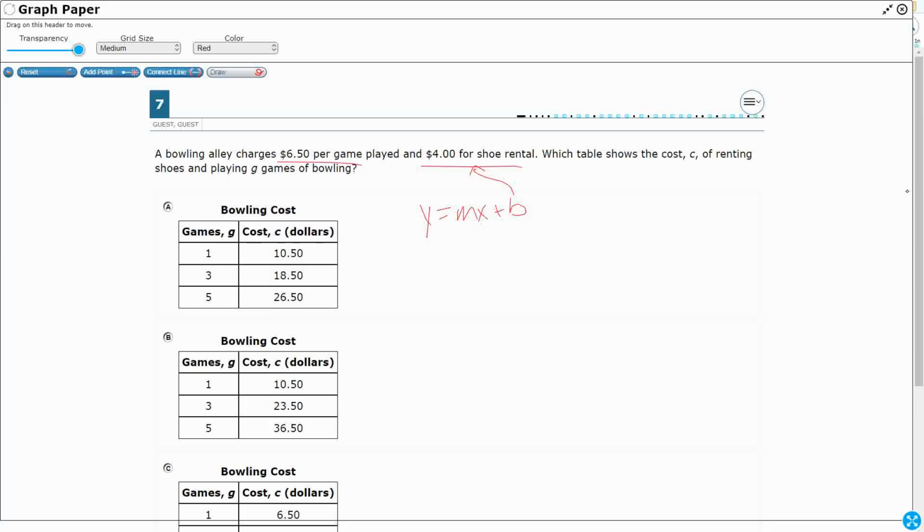So that's going to be my coefficient. So that's my M, that's my slope. Right there, that's $6.50. And then C, the cost of playing G games, right? So the C is the total cost, right? So that's going to be that. And then instead of X, they've got this G because it's per game right there. So all of these kind of match up. So it ends up being C equals 6.5G plus it costs $4 to get there.